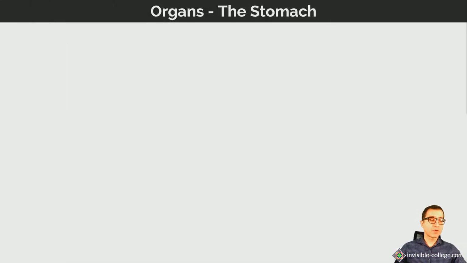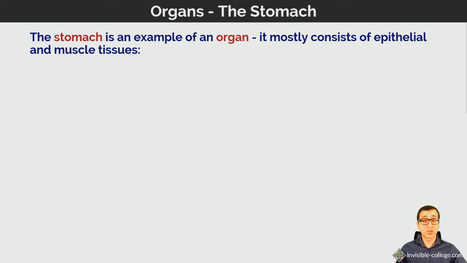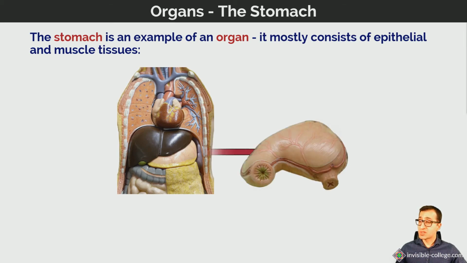So we've been taking a look at various types of specialized cells and also types of tissues that you find in animals, exemplified by human cells and tissues. Let's take a look at some organs. Now again, we're going to be revisiting many of these organs in later lessons, both in this topic and in subsequent topics. But let's just take an overview here to see how tissues are organized into organs. So the stomach is an example of an organ. It mostly consists of epithelial and muscle tissues. Here is the location of the stomach in this model.